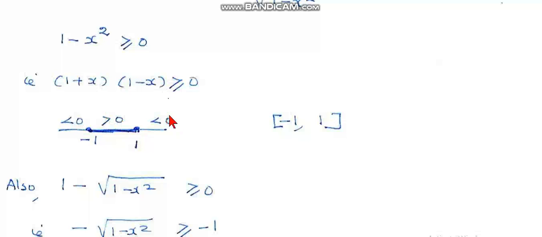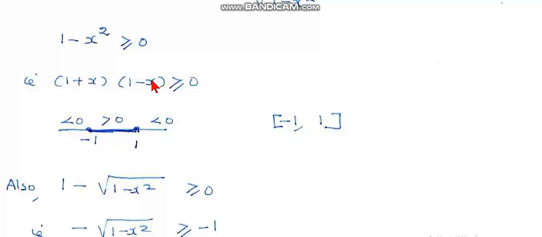Let me repeat. This gives you minus 1, this gives you plus 1. There are three intervals: minus infinity to minus 1, minus 1 to 1, 1 to infinity. Now between minus 1 and plus 1 you know 0 is there. Substitute 0 and we find 1 plus x into 1 minus x is greater than 0, that is positive. So in the other intervals it is negative: between minus infinity to minus 1 it is negative, between 1 to infinity it is negative, and between minus 1 and plus 1 it is positive.